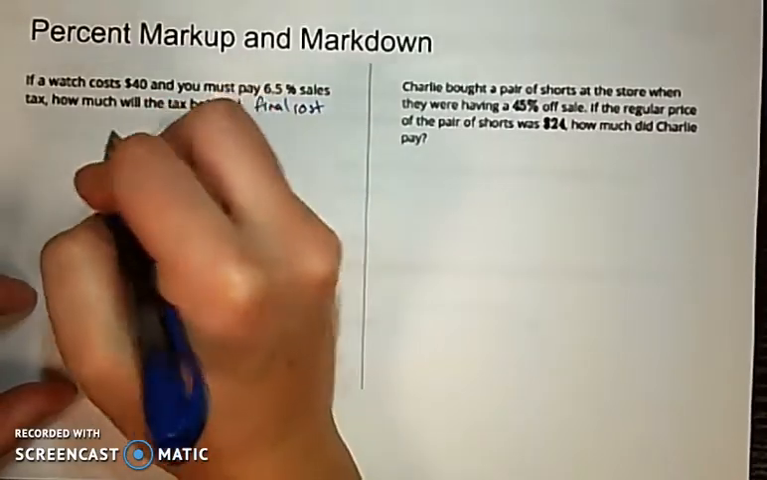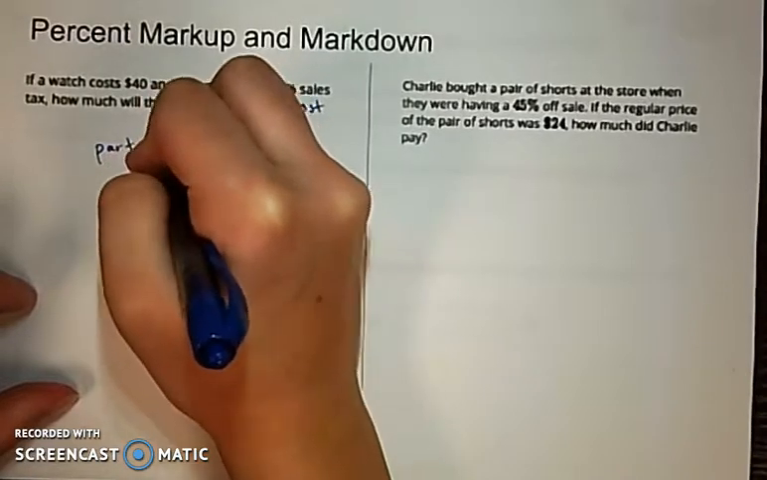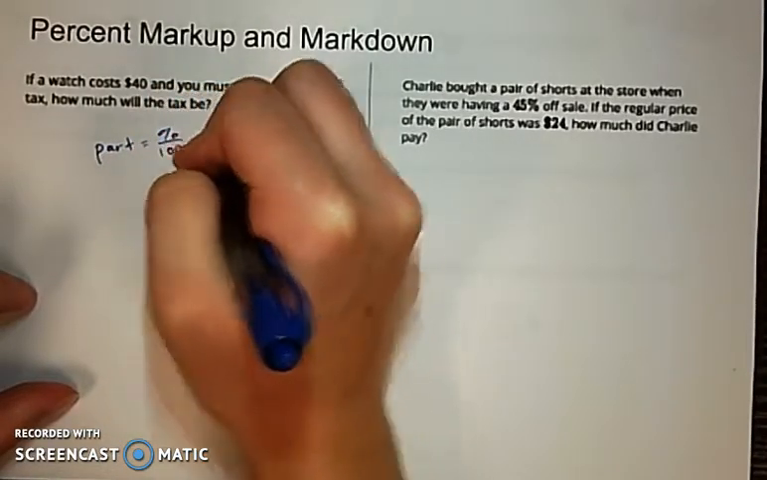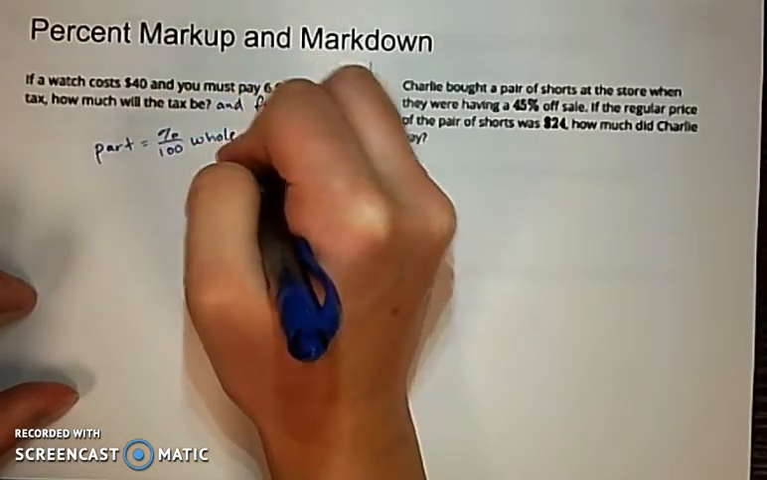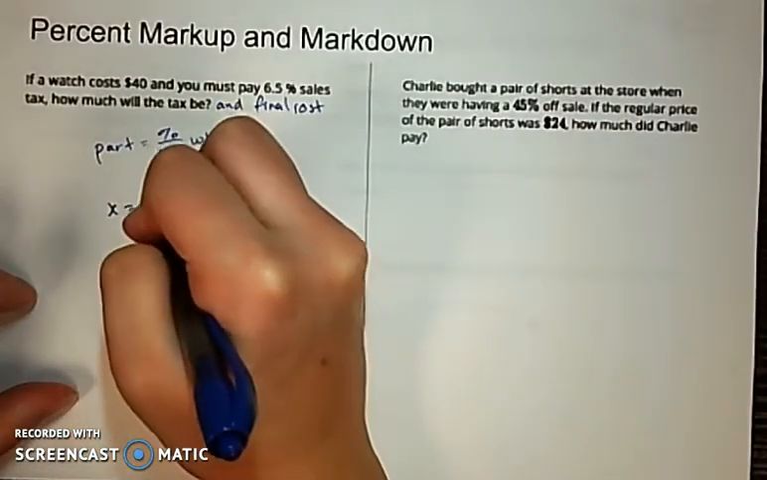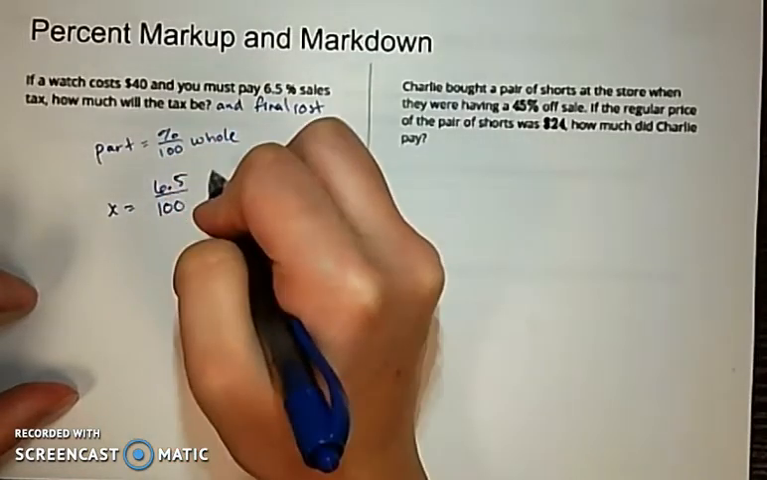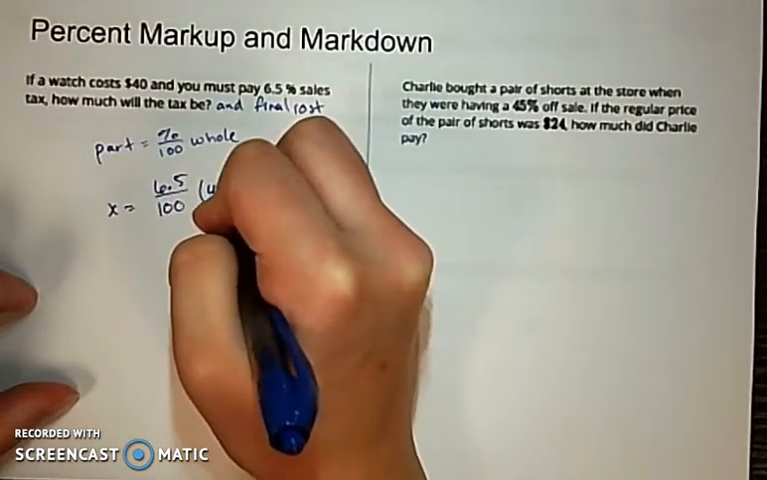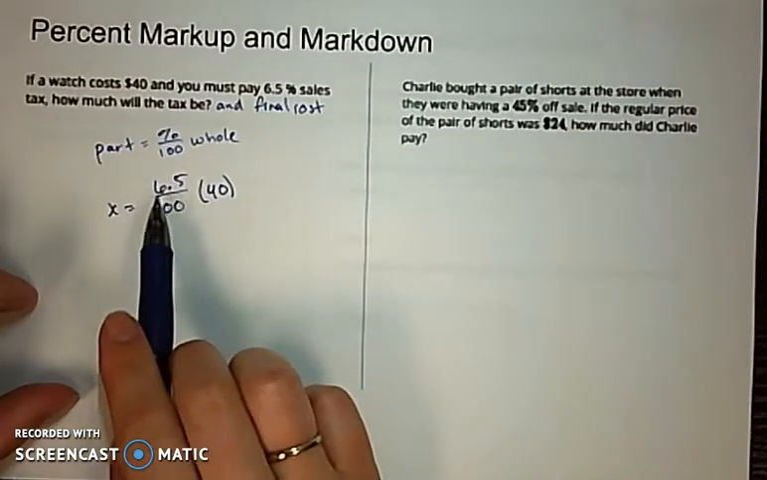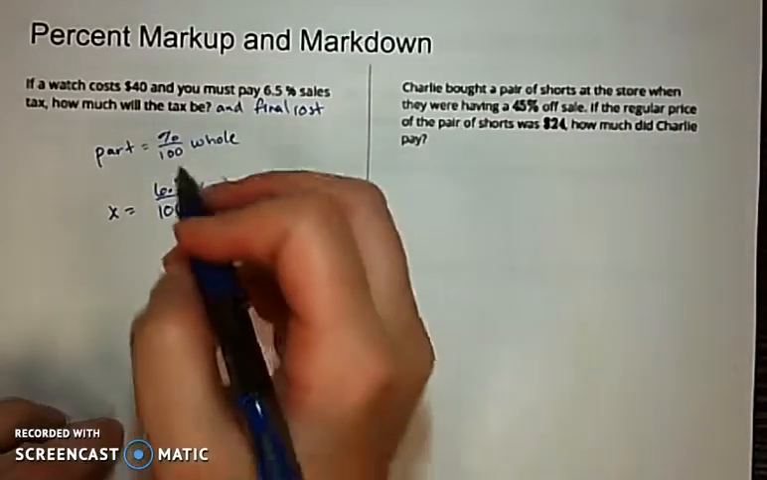So here I see, again, I want to use this part equals percent over 100 times whole. So I don't know the part amount. I know my percent is 6.5%. So I'm going to put that over 100, and my whole amount is going to be 40. Now, because my percent here is 6.5, and that's talking about how much I'm paying just for sales tax, my part here is just going to be the amount of money that I'm paying for sales tax.